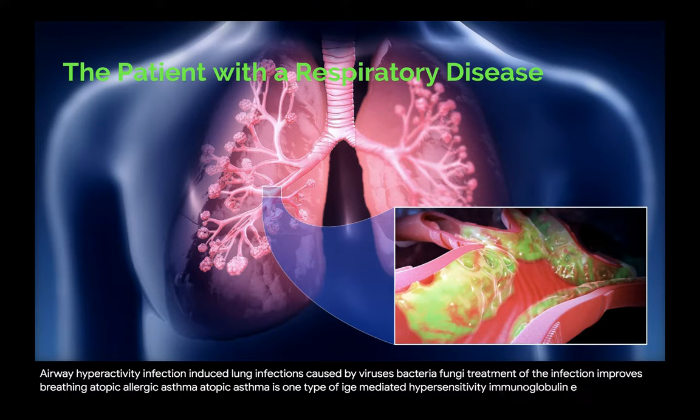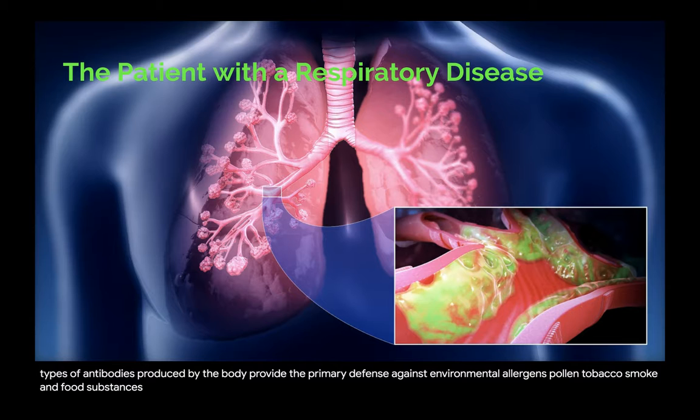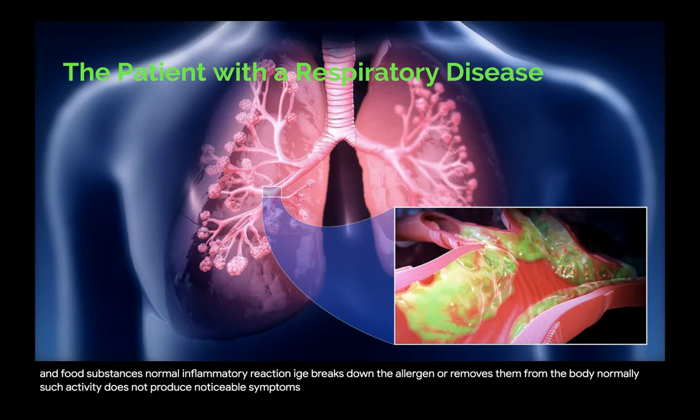Immunoglobulin E, one of the 5 types of antibodies produced by the body, provides the primary defense against environmental allergens: pollen, tobacco smoke, and food substances. Normal inflammatory reaction: IgE breaks down the allergen and removes it from the body. Normally, such activity does not produce noticeable symptoms.